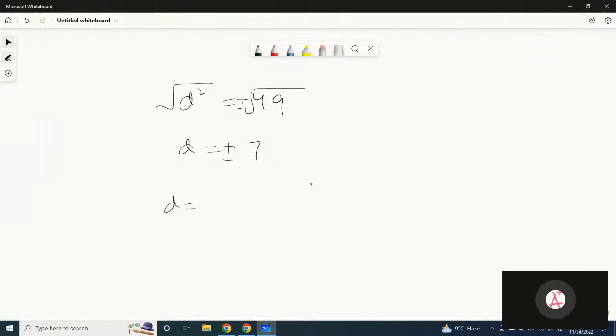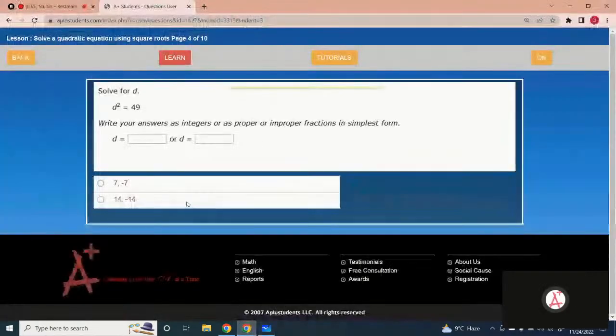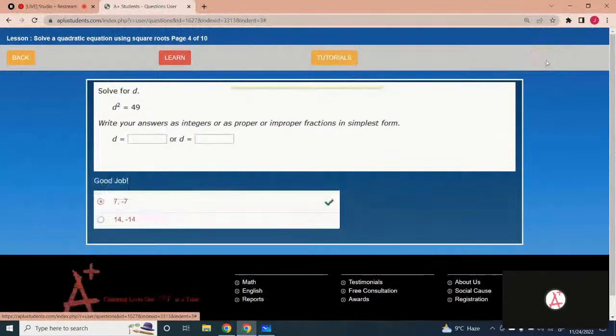So D has two values. One of them is positive and one of them is negative. 49 is a complete square. 49 is a complete square of what number? 7. So D has two roots. One of them is positive 7 and one of them is negative 7. Got it? So the roots are 7 and negative 7. Just select the correct option and then click on the OK button.